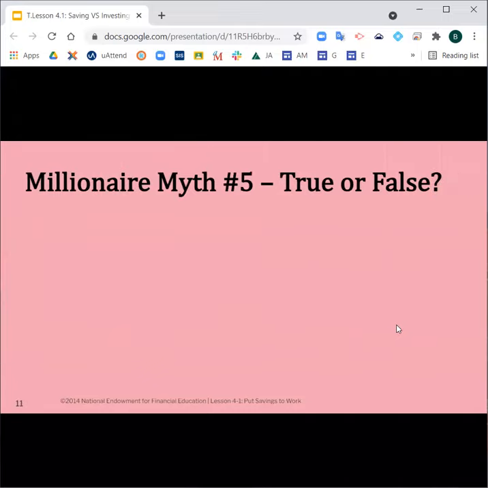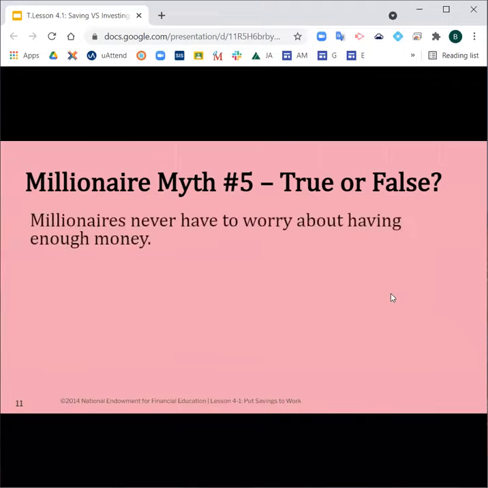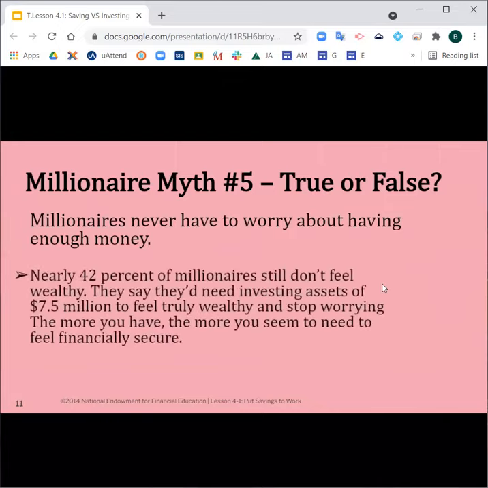And the last millionaire myth, true or false? Millionaires never have to worry about having enough money. Do you think that is true or false? That is false. Nearly 42% of millionaires still don't feel wealthy. They say they need investing assets of $7.5 million to feel truly wealthy and stop worrying. The more you have, the more you seem to need to feel financially secure.